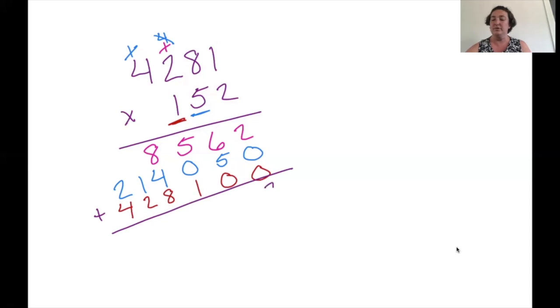2 plus the zeros is 2. Excuse me. 6 plus 5 is 11. Carry my 1. 1 plus 5 is 6. Plus 0 is still 6. Plus 1 is 7. 8 plus 4 is 12. Plus 8 is 20. Carry my 2. 2 plus 1 is 3. Plus 2 is 5. And 2 plus 4 is 6. So 4,281 times 152 is 650,712.